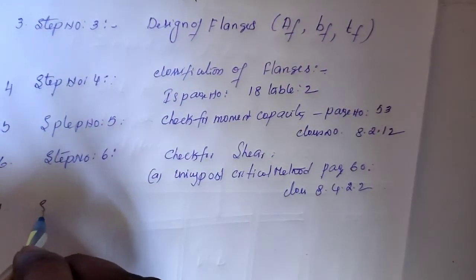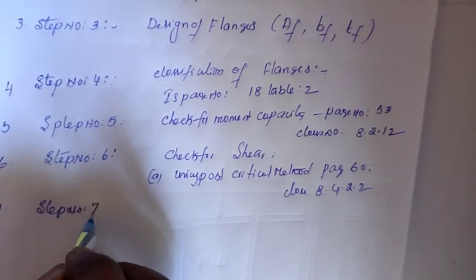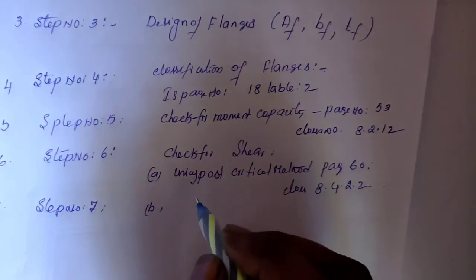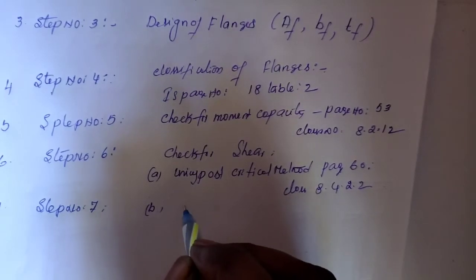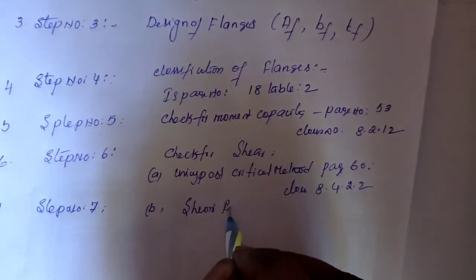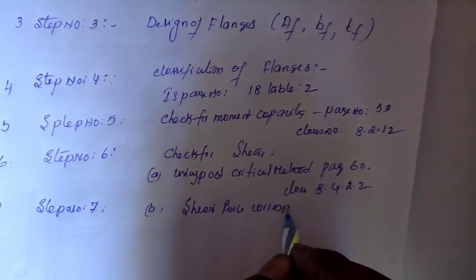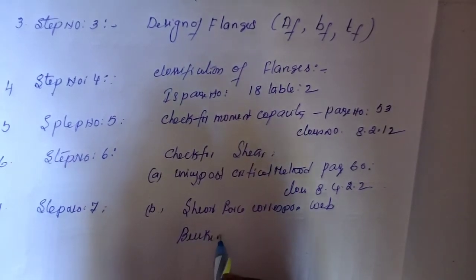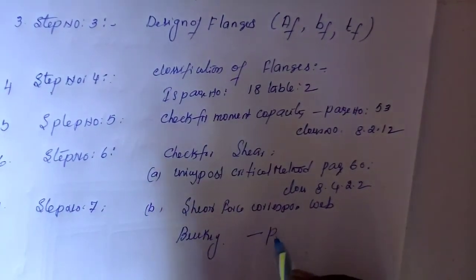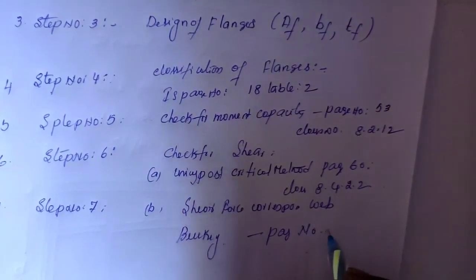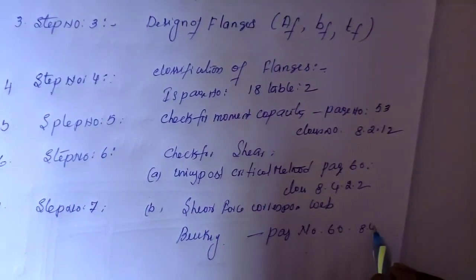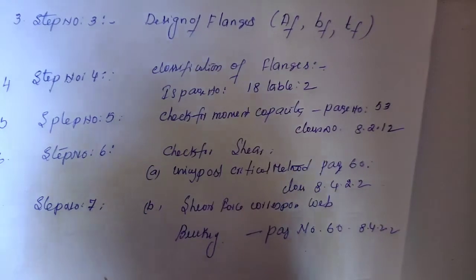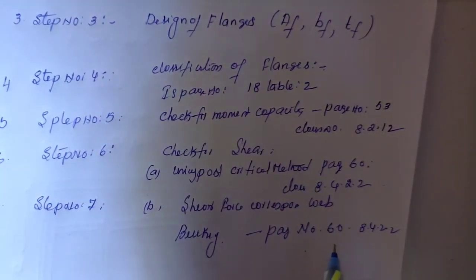8.4.2. Therefore, step number 7: shear force corresponding to web buckling. Therefore, page number 68.4.2. Therefore step number 6 is check for shear. Therefore step number 7 is check for buckling.